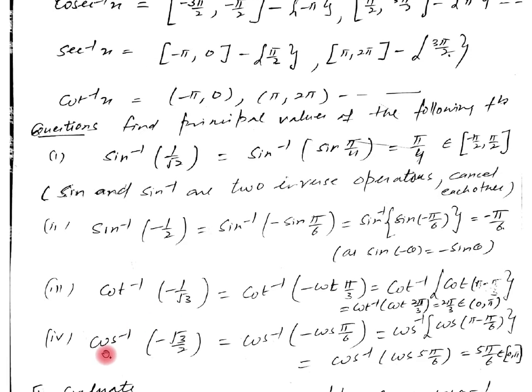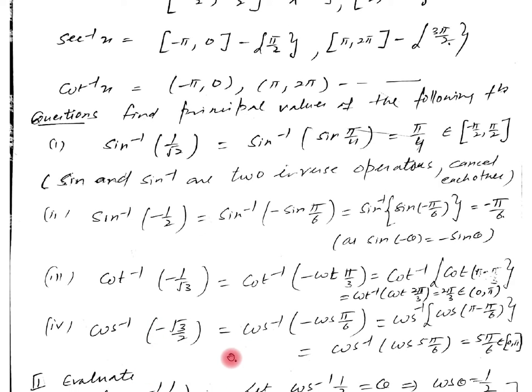Similarly, let us take another question: cos inverse minus under root 3 by 2. Again here the range of cos inverse is the closed interval 0 to pi. It means our answer should be in that interval. It can be written as cos inverse of minus cos pi by 6. Again we have to shift into the second quadrant. It can be written as cos of pi minus pi by 6, which is cos 5 pi by 6. So it is equal to 5 pi by 6, belonging to the closed interval 0 to pi.